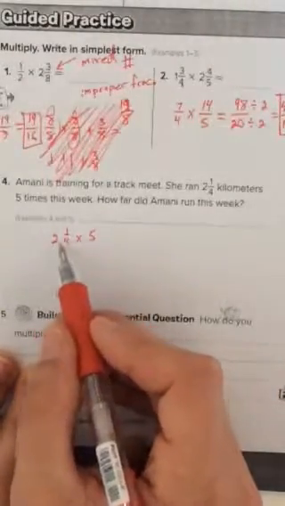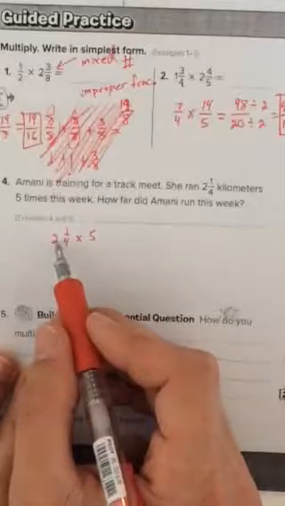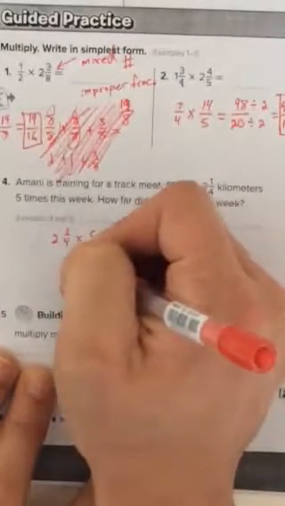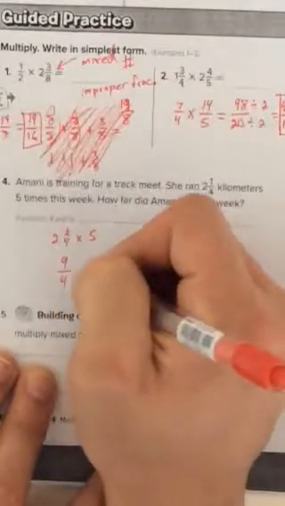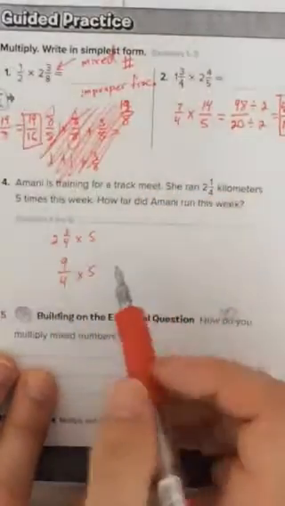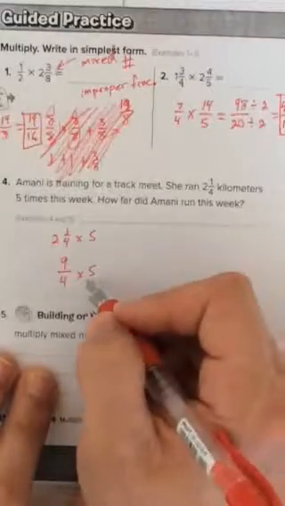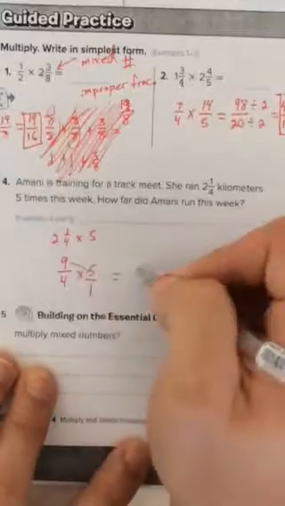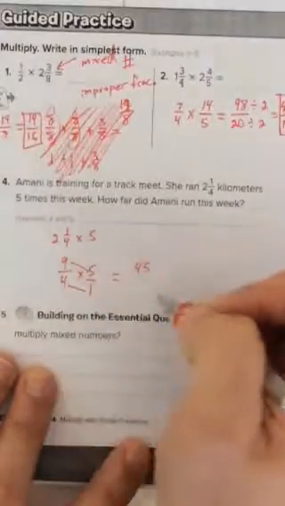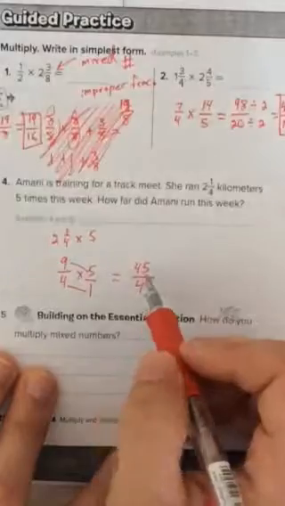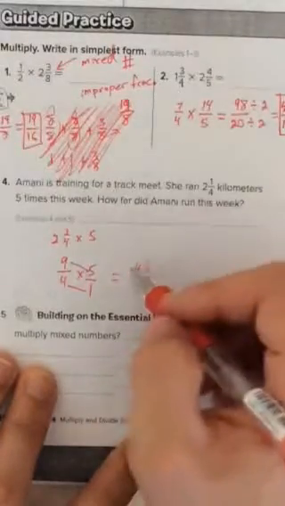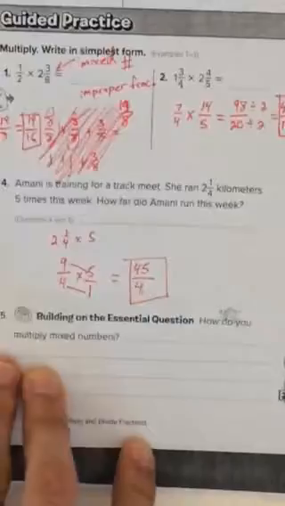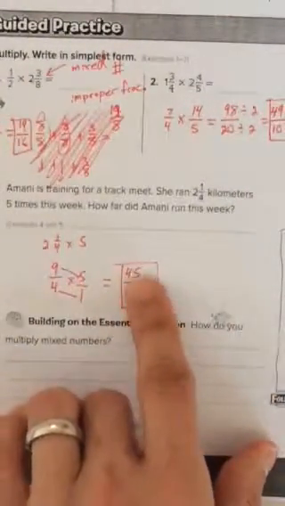So 2 1/4, I need to write that as an improper fraction. So 2 times 4 is 8, plus 1 is 9. So this is the same thing as 9/4 times 5. So let me put this over 5 over 1 and multiply. 9 times 5 is 45. 4 times 1 is 4. So she ran 45 over 4 kilometers this week. And I don't think you can reduce this because there's no number that can divide 45 and 4.